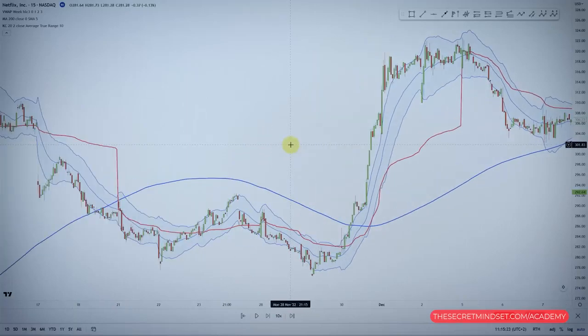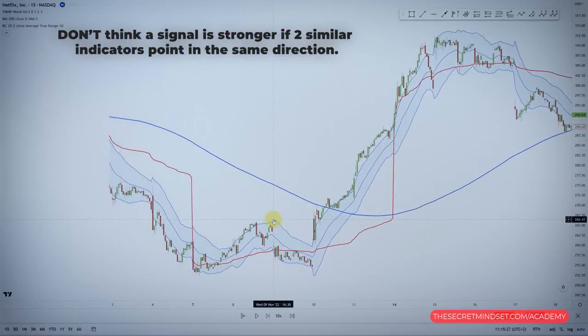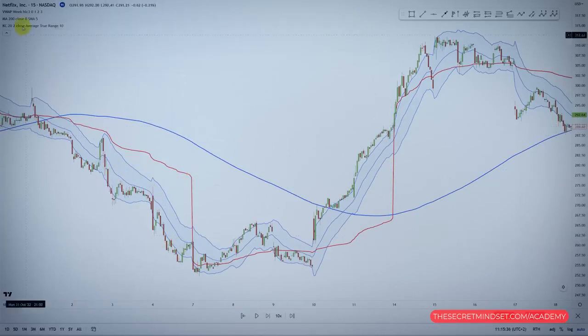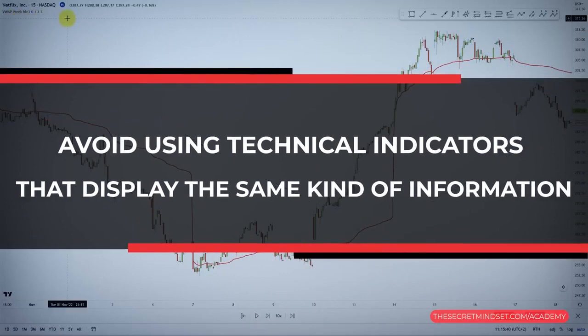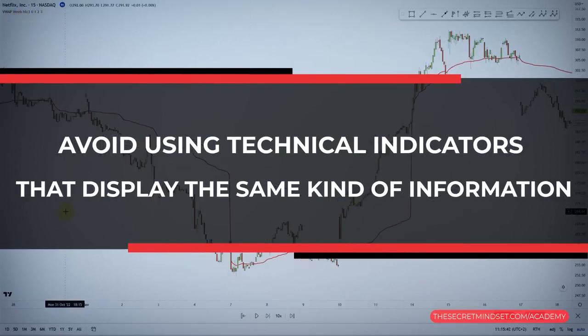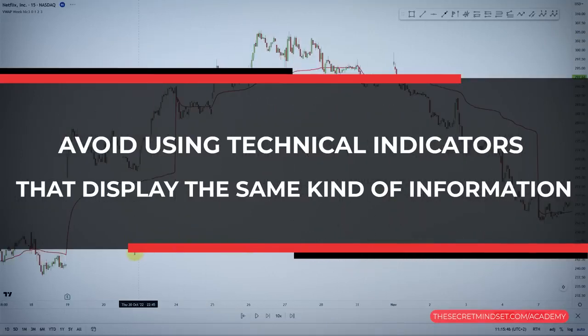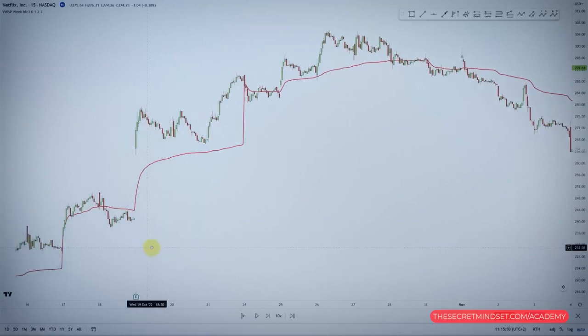The problem with using unfitting technical indicators is that you might actually think that trade signals are stronger if all indicators point in the same direction, and this is completely wrong. The solution is simple. Avoid using technical indicators that display the same kind of information. The best strategy with multiple indicators combine tools that show a different type of information.